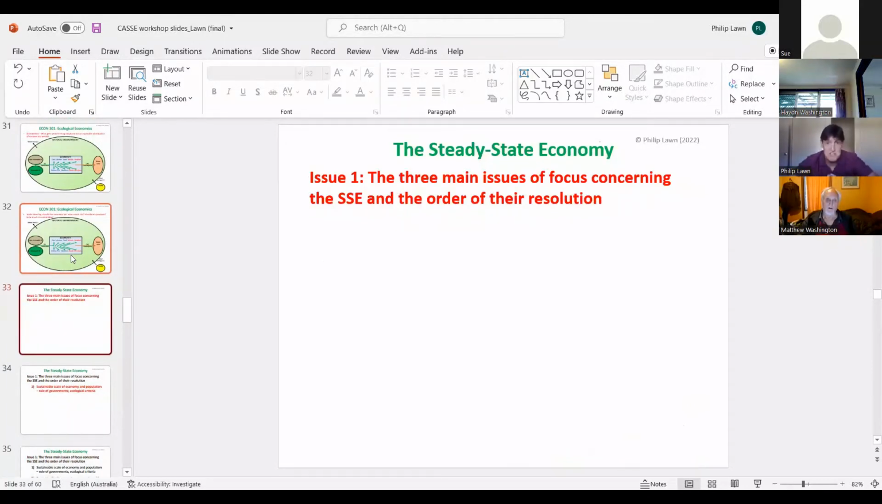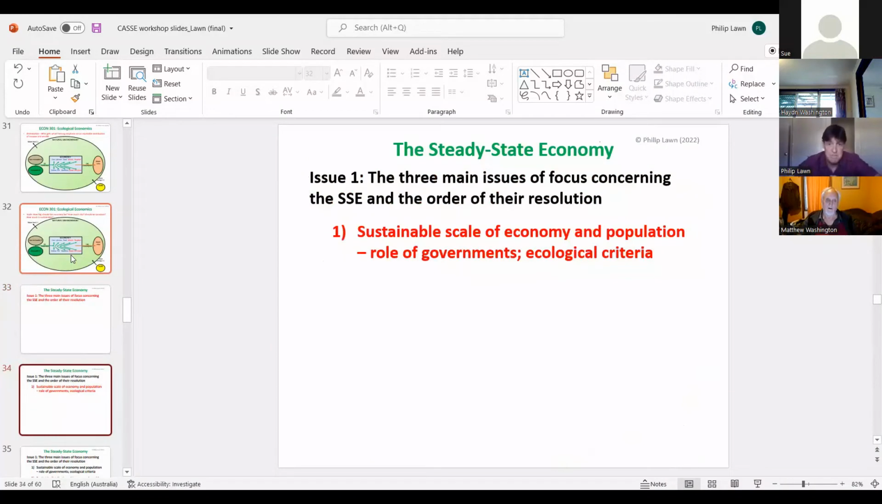So let's look at some important issues from an ecological economic perspective in terms of the steady state economy. Issue one, three main issues of focus concerning the steady state and the order of their resolution. The most important is the sustainable economy and the population of human beings within it. Because if you think about it, it doesn't matter how beneficial economic activity is. If it's not sustainable, it's not really worthwhile in the long run. So sustainable scale is uppermost important for ecological economists.